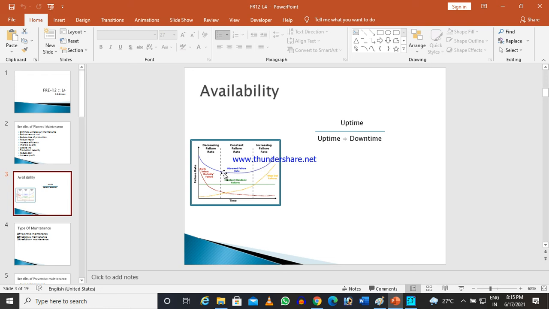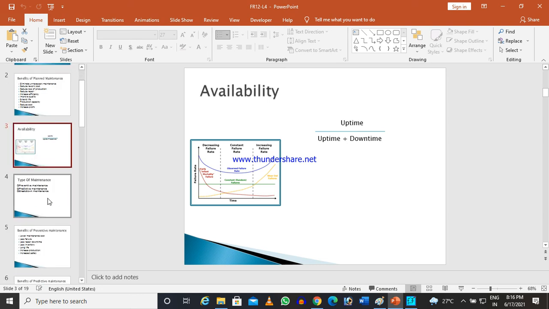of breakdown. But during the middle segment of the bathtub curve, the failure will be more or less negligible. That time is called uptime, and the first segment and the last segment are the downtime. If you take the ratio of uptime to the total time, that means uptime plus downtime, that is called the availability of the system or the plant.